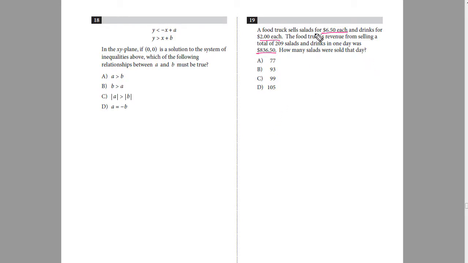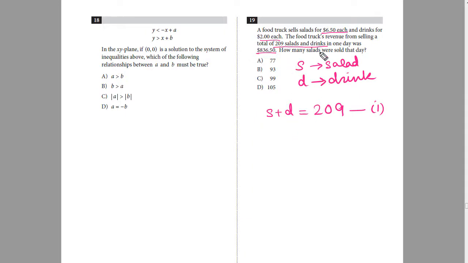So let's suppose he has sold S salads. So I represent the salads with S and I'll represent drinks with D. So from this information I will get two equations. Number one equation is the total sum of salads and drinks is 209. So salads plus drinks is equal to 209. This would be equation 1.